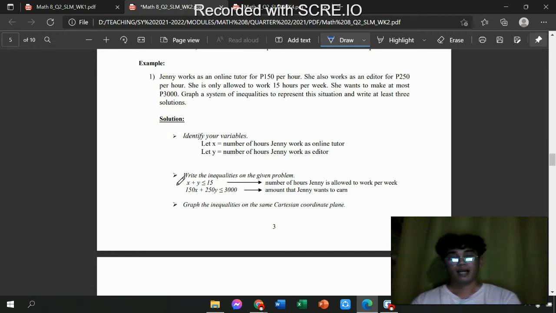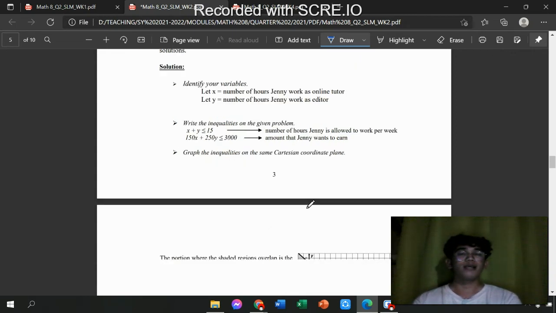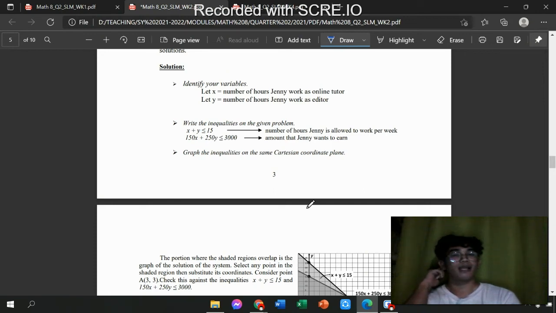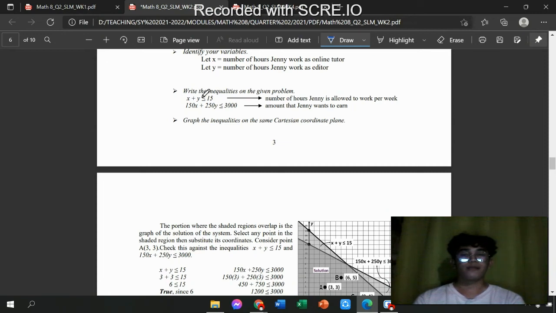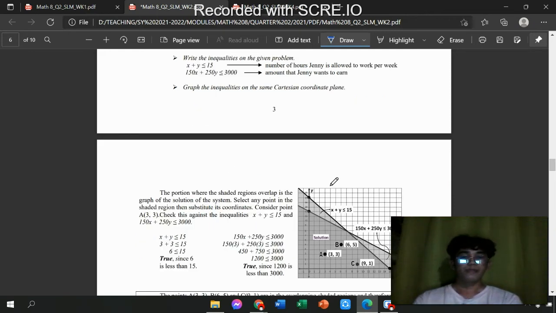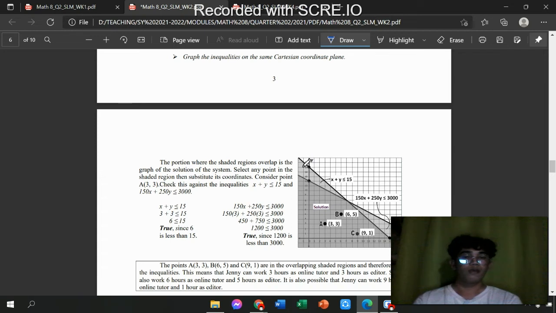So, naa na tay duha ka inequality, naa na tay system of linear inequality. Tayo na nga itong next nga buhaton is to graph the inequalities on the same Cartesian coordinate plane. So, same sa gibuhat sa ibabaw nga example, i-graph. Ganito ni pag-graph, sa first step, change the inequality sign into equal sign, then let x equals to 0 and let y equals to 0 para makakuha ka og duha ka points nga imong sumpayon para maka-form og line.